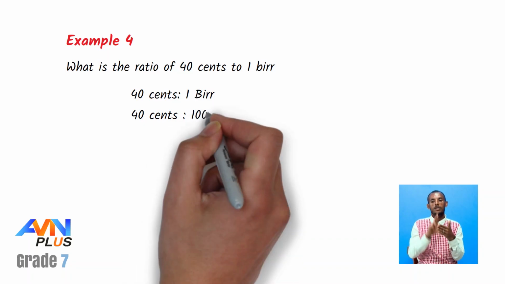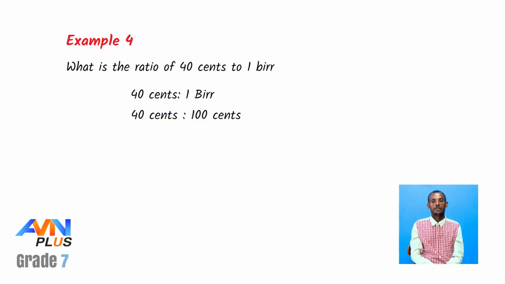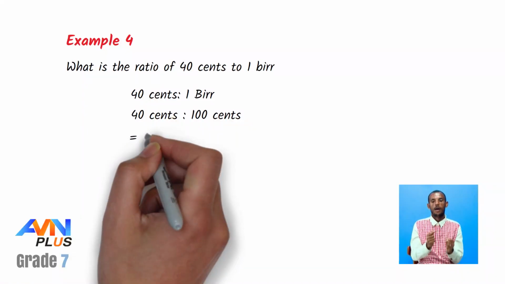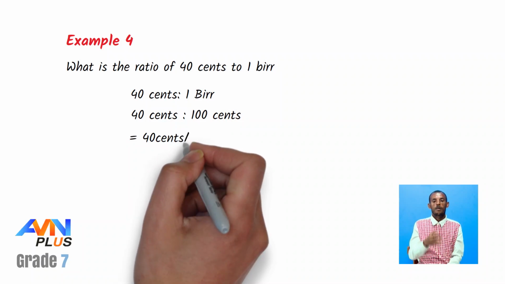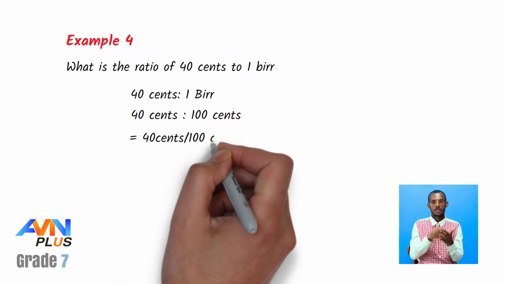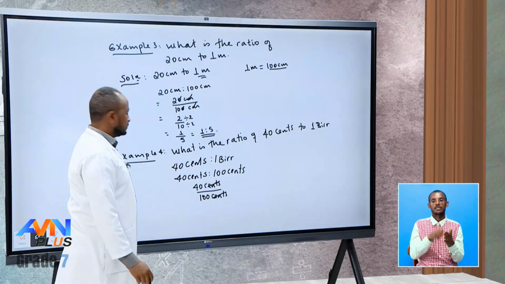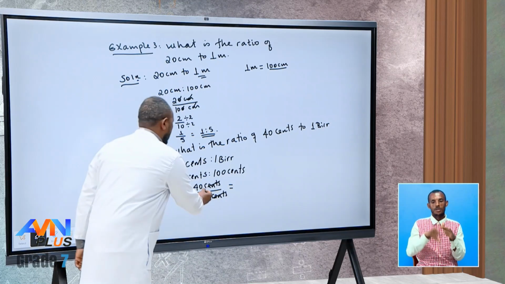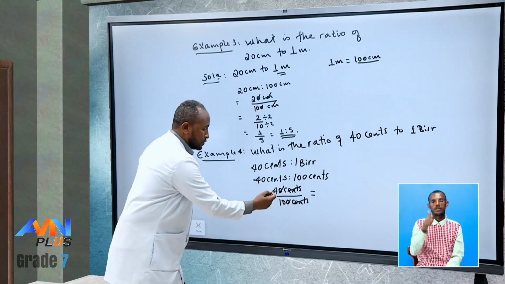Ratio 100 cents. So I can write this in fraction form: 40 cents to 100 cents. Cents cancels out. And then I have to write this in the lowest terms. I can divide both by 10. That means you cancel out a 0. So you have 4 over 10.